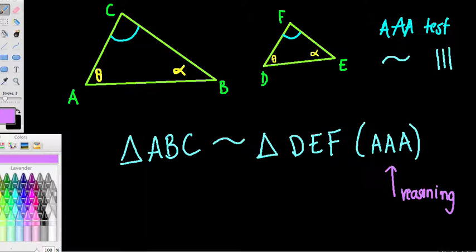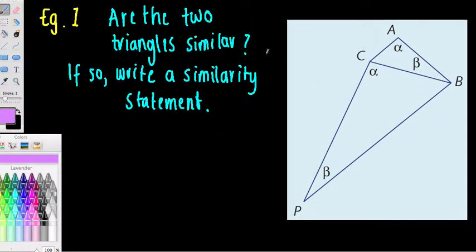Okay, let's have a look at some examples. All right, so first one, are the two triangles similar? And secondly, if they are similar, write a similarity statement. Okay, let's examine this diagram. The triangles here are not sitting in the same orientation. So basically that means one of them might have been rotated around. They're not the same way up. That's one way you could say it.